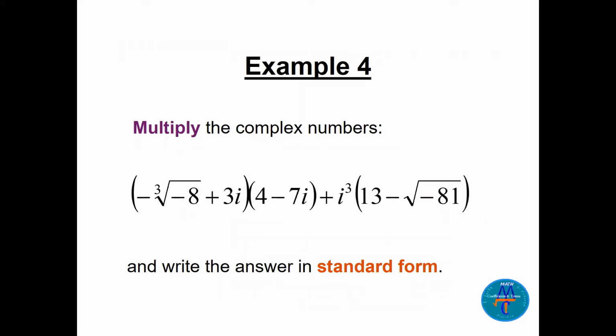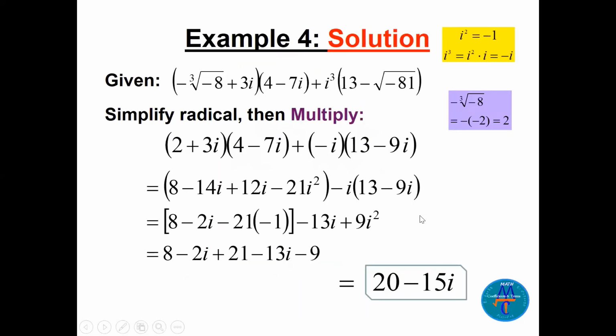Let's look at another example. Minus cube root of minus 8, 3i, 4 minus 7i, I cubed, square root of minus 81. The moment you see radicals, cube root, square root, make sure to tell yourself, this is real, this is complex. This is real, this is complex. Now this one is real here, you see the cube, the index is odd, that's real. This one is complex. And now you try it.